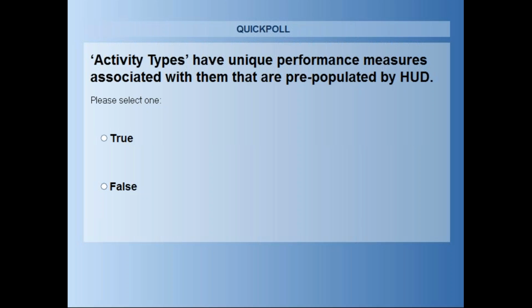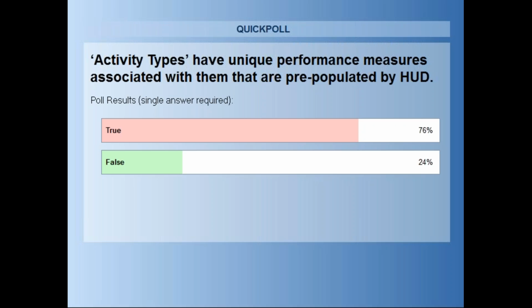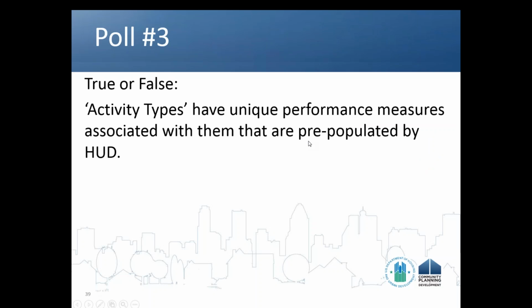Okay, it looks like we have a widespread. So I'll go ahead and close this now and share the results. The statement was: activity types have unique performance measures associated with them that are pre-populated by HUD. 76% voted true and 24% voted false. Great, so that's 75% true, and that is true and accurate.